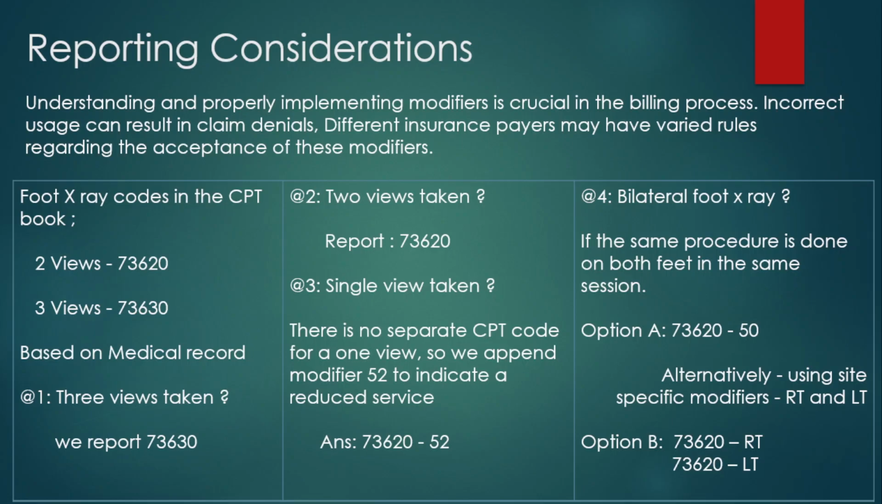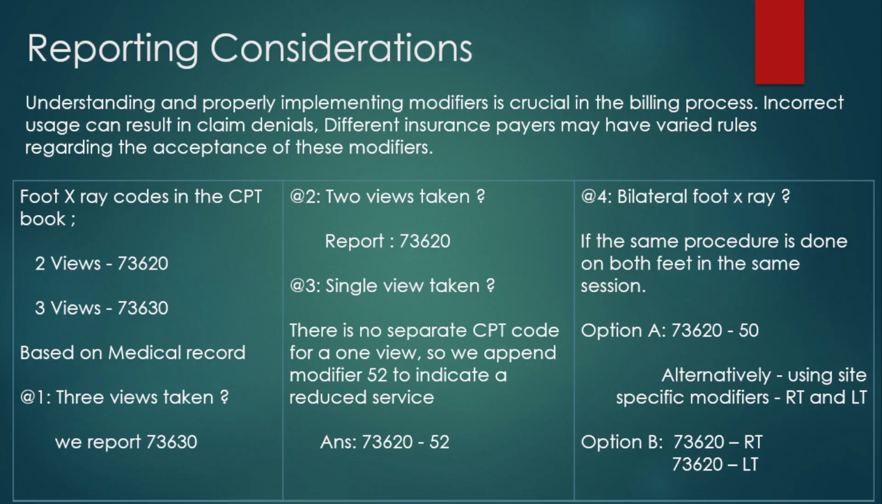For example, here are the foot X-ray codes in the CPT book. For 2 views you will find 73620. For 3 views it's 73630. Based on the medical record documentation, we'll assign the CPT codes. For example, if 3 views were taken, we report 73630. If 2 views were taken, we report 73620. If only one view was taken, there is no separate CPT code for a single view, so we append modifier 52 to indicate it's a reduced service.